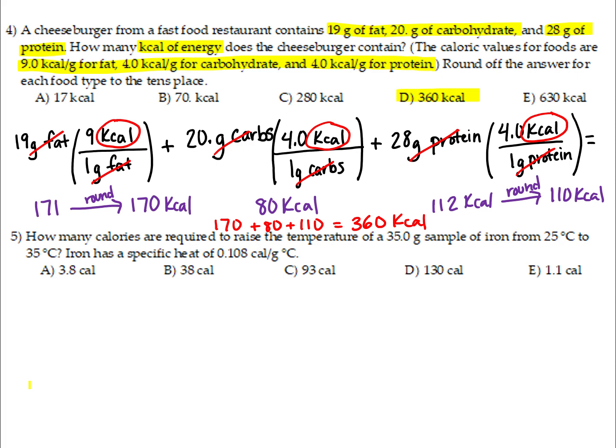Let's go on to question 5. How many calories are required to raise the temperature of a 35-gram sample of iron from 25 degrees Celsius to 35 degrees Celsius? And iron has a specific heat of 0.108 calories per gram degree Celsius. So we'll talk about this a little bit. The question is asking about how many calories. So this is a heat problem.